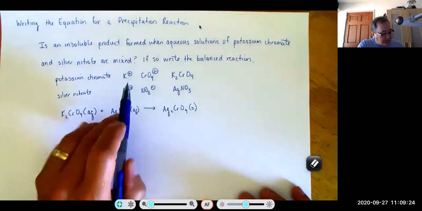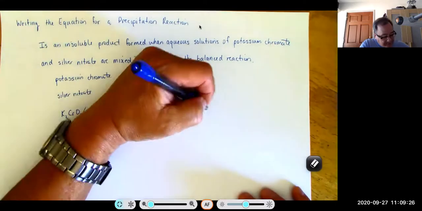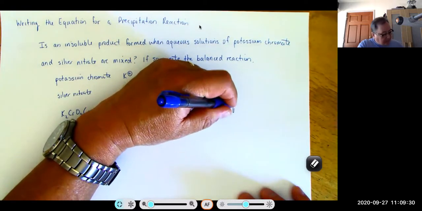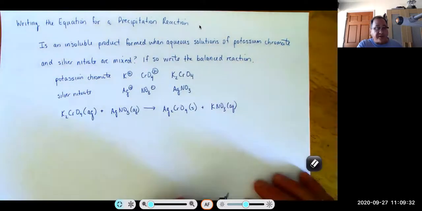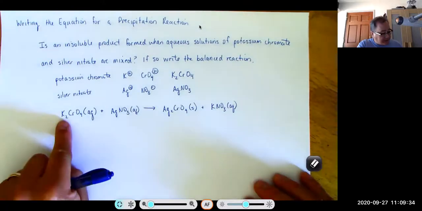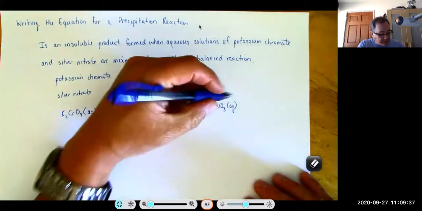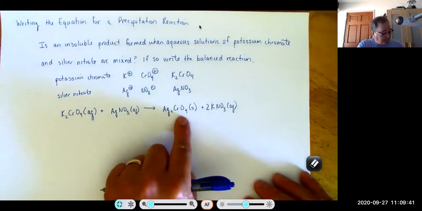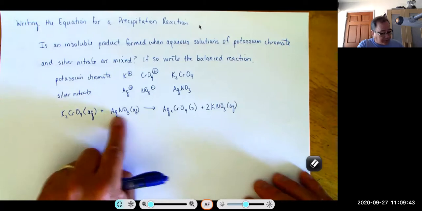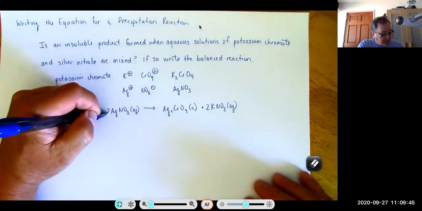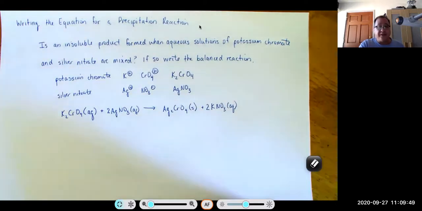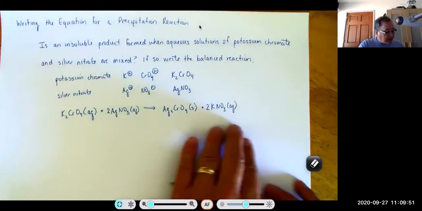So what do we do with these leftover ions? We just put them together. And then we need to balance. So let's take a look here. 2 potassiums, 1 potassium. So we put a 2 here. 1 chromate, 1 chromate. 1 silver, 2 silvers. So I put a 2 here. 2 nitrates, 2 nitrates, and we're balanced. So this is the balanced reaction.